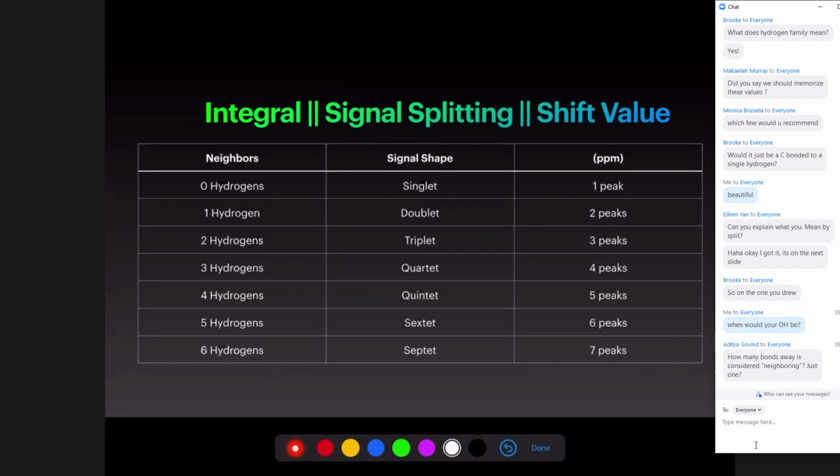I'll just do one example. If there are 0 hydrogens as neighboring hydrogens, you'll do 0 plus 1, which will give you 1. That is going to be your signal splitting, and the shape would be a singlet, so you would only see 1 peak.